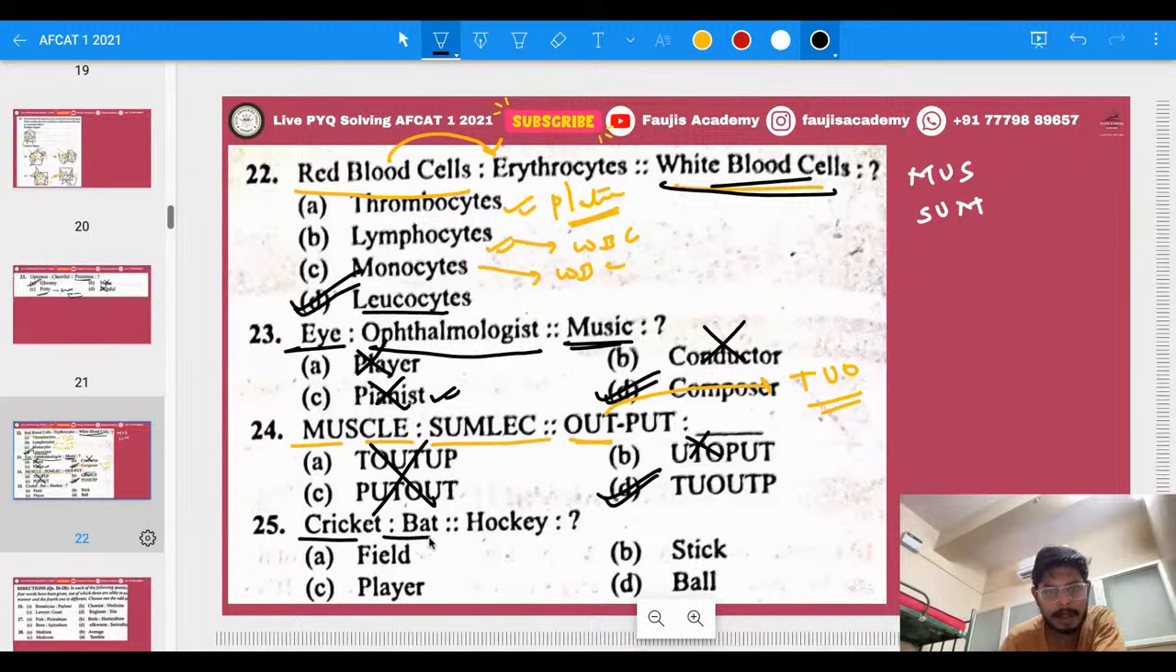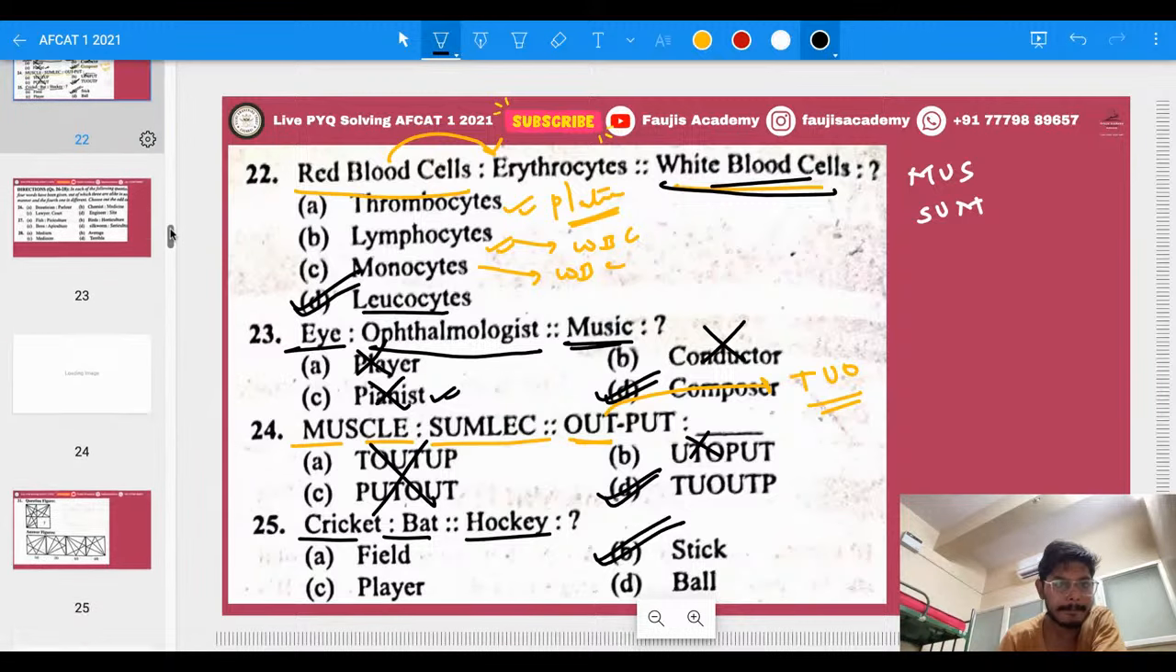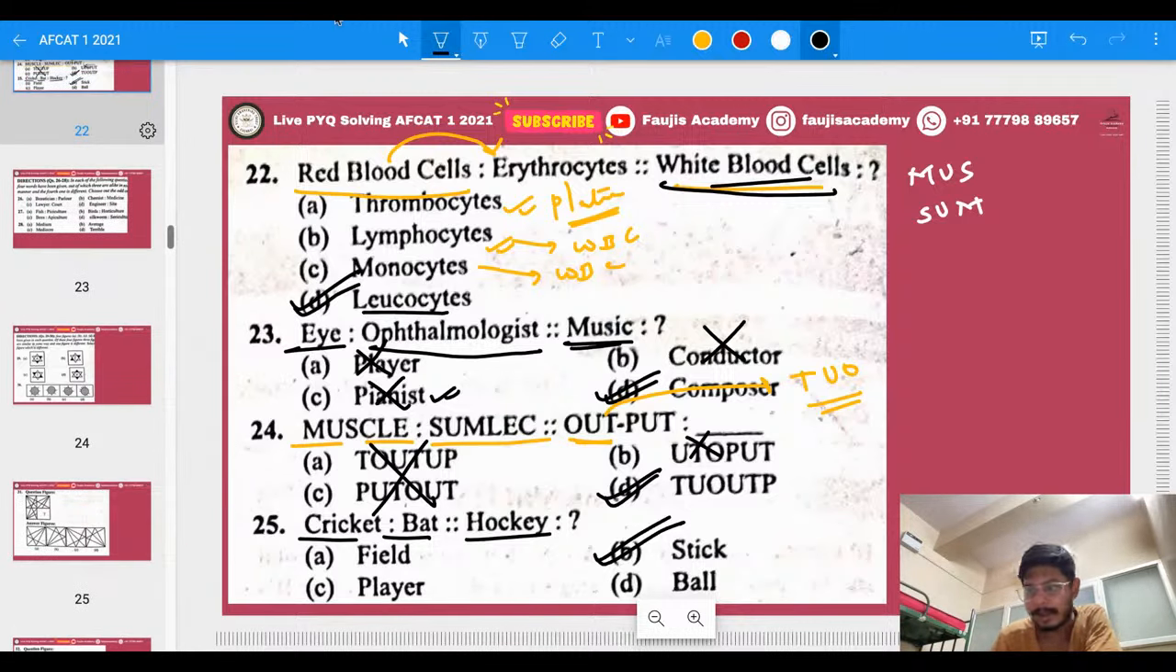Cricket is to bat, hockey is to stick. Okay. Yes, right. 24, 25. Quick. 25, guys. Quick. Yeah. Stick.